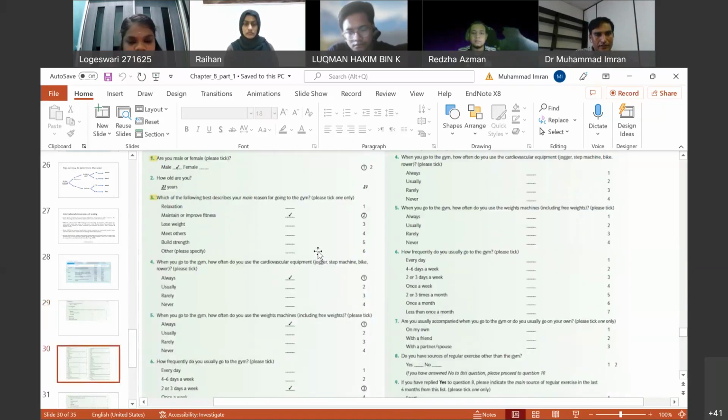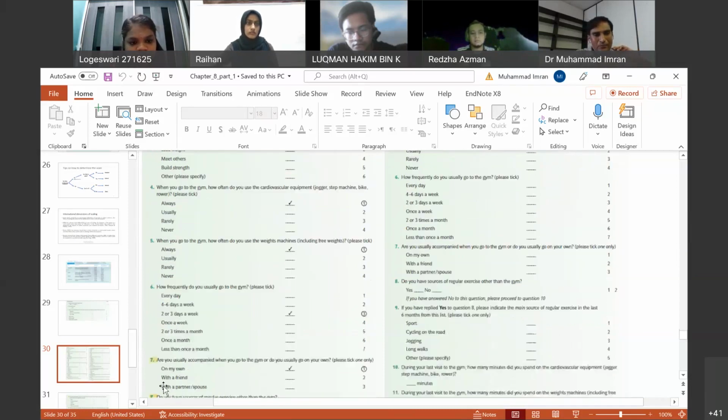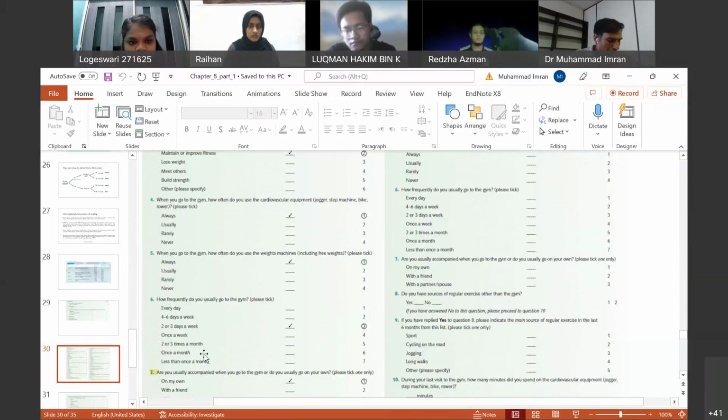Here, sorry, here. 4. When you go to the gym, how often do you use the cardiovascular equipment? See, always, usually, rarely, and never. Giving them a rank, good to bad, low to high. Understand? Can we judge low to high in rank number here? We cannot. Another example is 5.